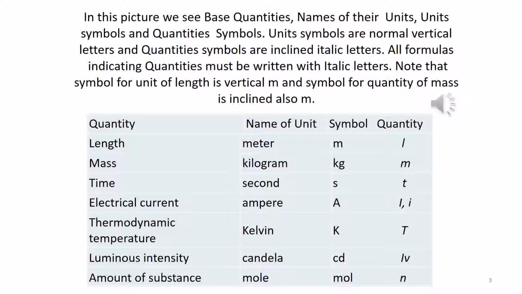In this picture, we see base quantities, names of their units, units symbols, and quantities symbols. Unit symbols are normal vertical letters, and quantities symbols are inclined italic letters. All formulas indicating quantities must be written with italic letters. Note that symbol for unit of length is vertical M, and symbol for quantity of mass is inclined also M.